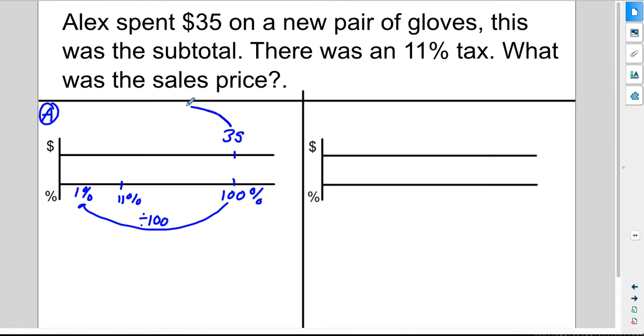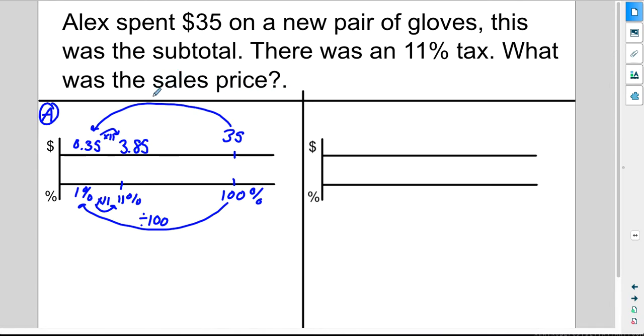Whatever I do to my percentages, I'm going to do the same thing to my second value. I'm going to see that 35 cents is 1% of the gloves. And I'm going to want to go to 11% now from 1, which is just by multiplying by 11. I'm going to do the same thing with my numerator, and 11 times 35 cents is going to give me $3.85. Now this value over here is just my tax value, and we wanted to know the sales price.